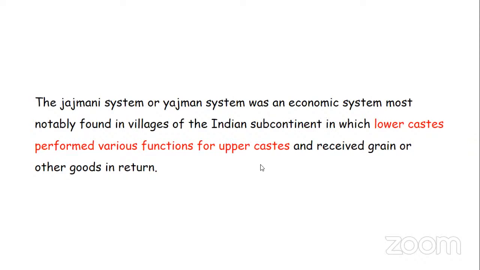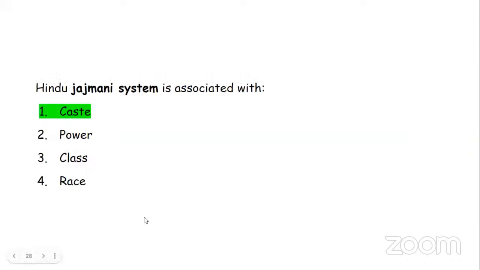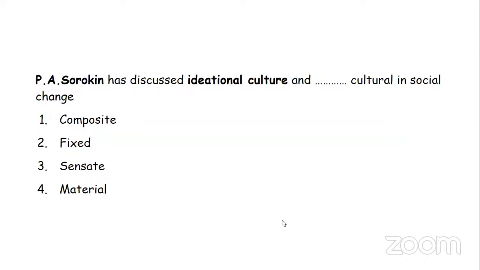Lower caste performed various functions for upper caste, and in return for those functions, people from lower caste received grain or other goods. That was the Jajmani system, and it was based on caste. So our answer is caste. Hindu Jajmani system is associated with caste. Now let's move to our next question.